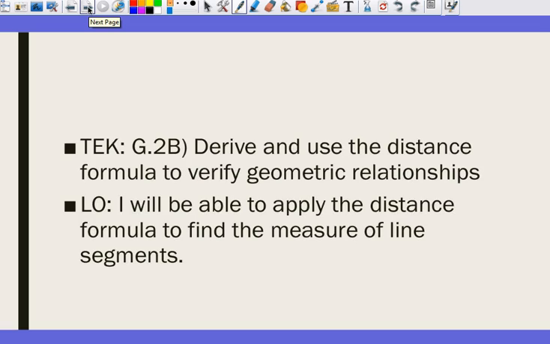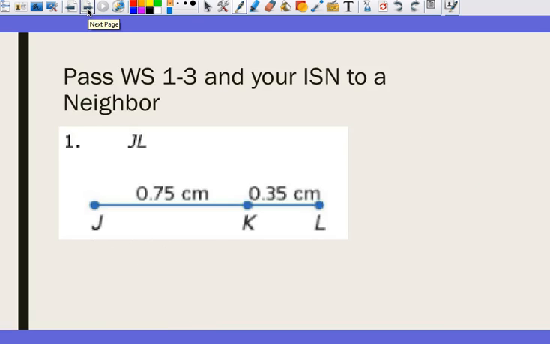Derive and use the distance formula to verify geometric relationships. LO, I will be able to apply the distance formula to find the measure of line segments. So what I want you guys to know is I want you to be able to find the measure of a line segment. All right, pass worksheet 1-3 in your ISN to a neighbor. We are grading it.